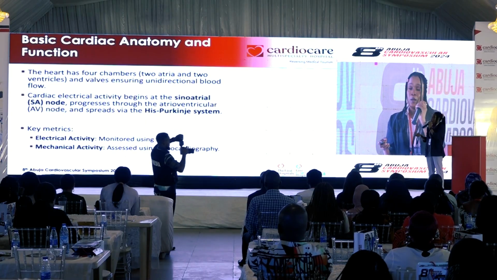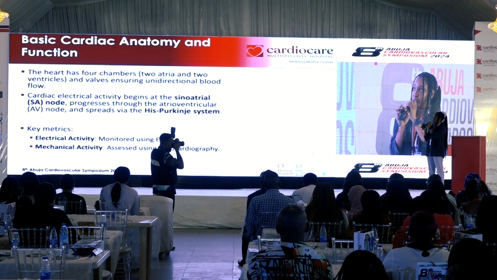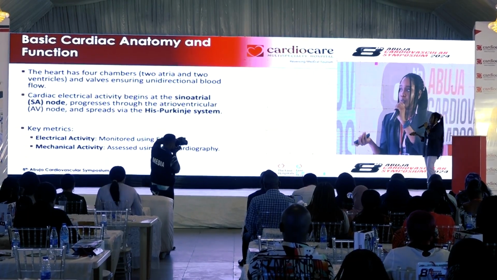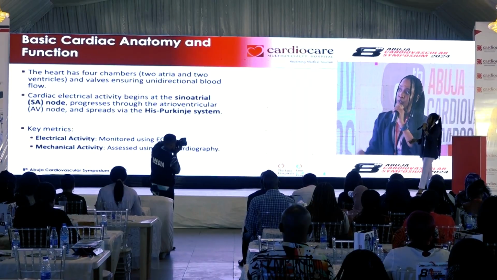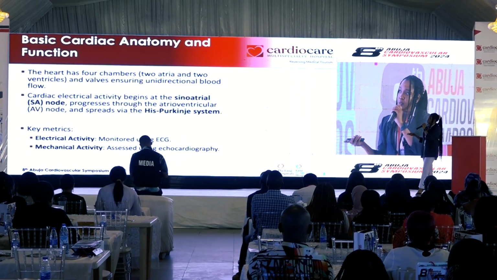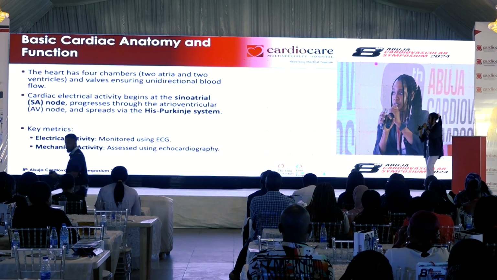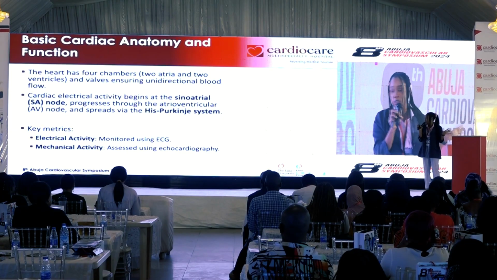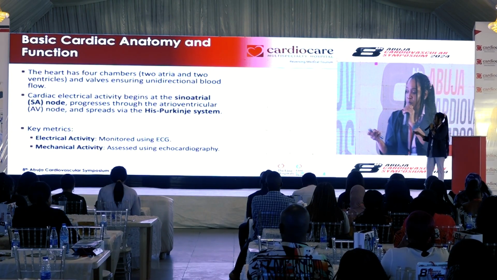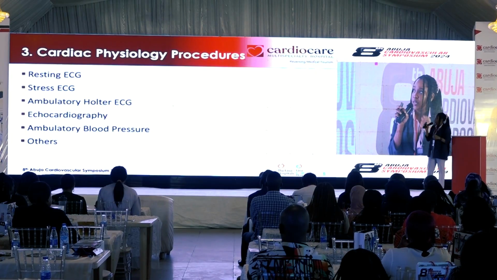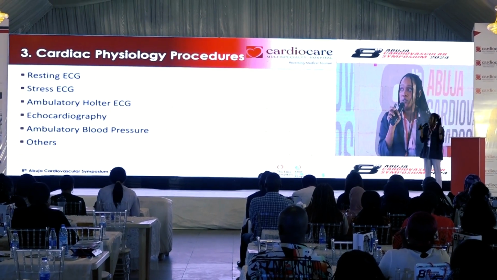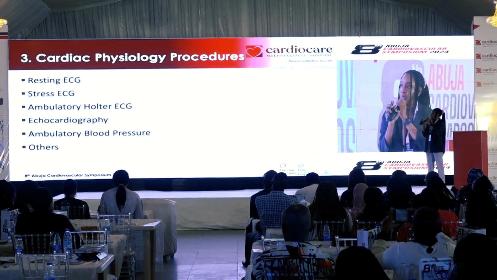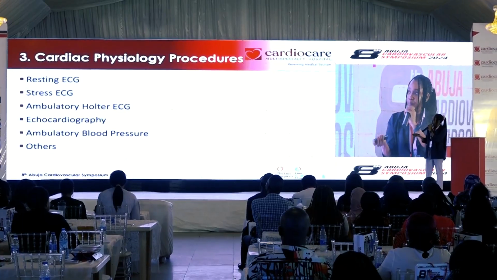So a quick anatomy. The heart is a mechanical pump that supplies the body with blood, and it consists of 2 atria and 2 ventricles. The electrical activity begins at the SA node, progresses down to the AV node, down to the Purkinje fibers. So we should understand the metrics. Electrical activities, we monitor with ECG, and mechanical activities, we monitor with echo. Some of the procedures include resting ECG, stress ECG, ambulatory blood pressure monitor, and also echocardiography.